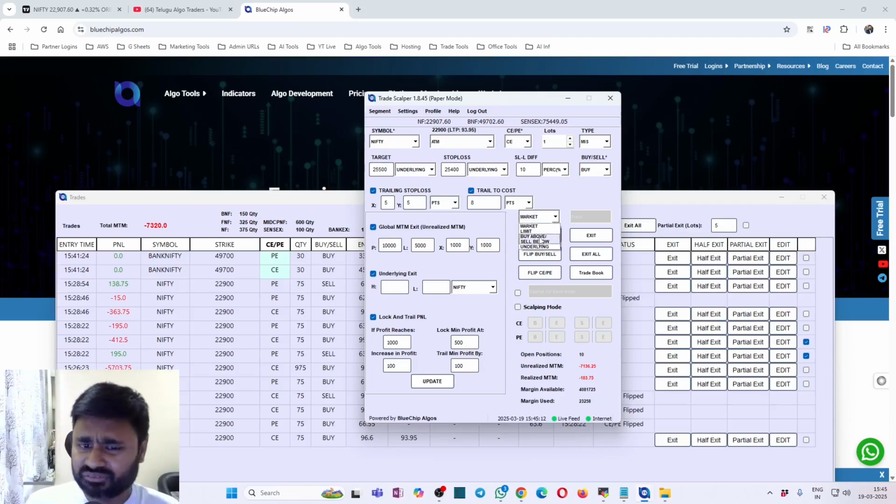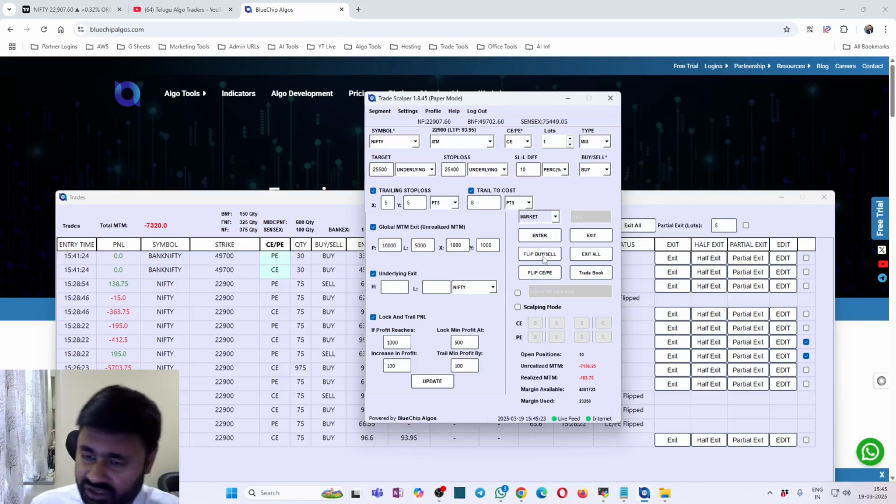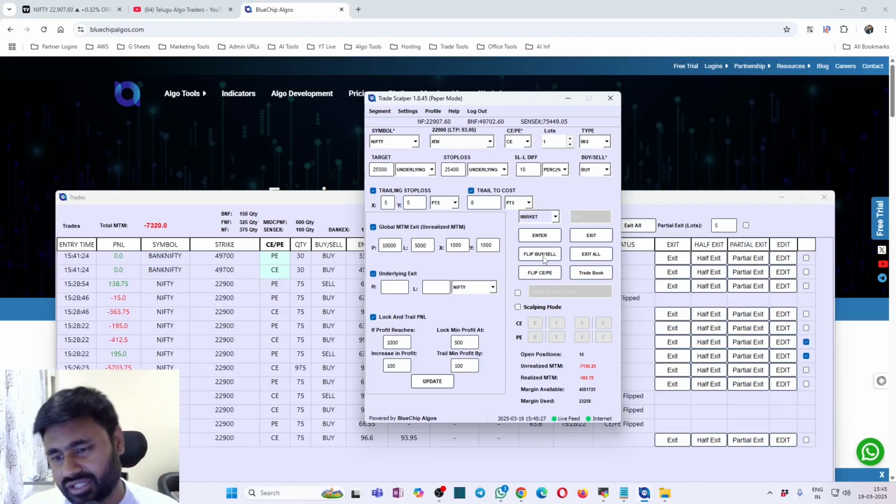And of course we have all these types of entries: market, limit, buy above, sell below, and underlying. You all know that. And flip buy, flip sell, and flip CEPE. In case you are in a buy and suddenly the market reverses and you want to change the position, you don't need to exit the current position and take it in the reverse direction. Just hit this button. Everything including the target and stop losses will be taken care of by flip. The same goes with flip CEPE also. It exits the existing position. Let's say you have CE, it exits CE and enters into PE along with all the stop losses also.